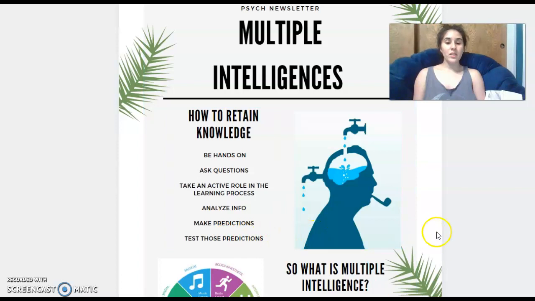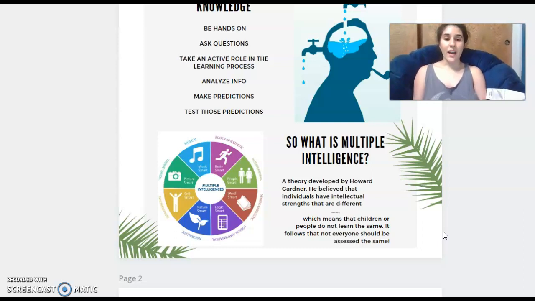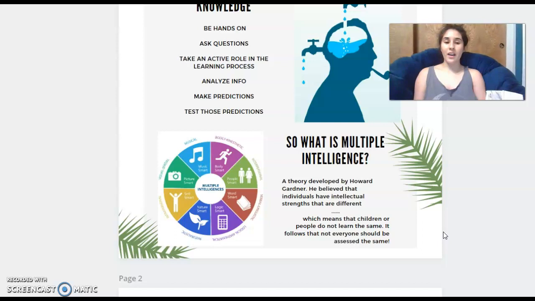So multiple intelligence is a theory developed by Howard Gardner. He was a psychiatrist who believed that individuals have intellectual strengths that are different. This basically means that children and people do not all learn the same. And it follows that people shouldn't be assessed the same.